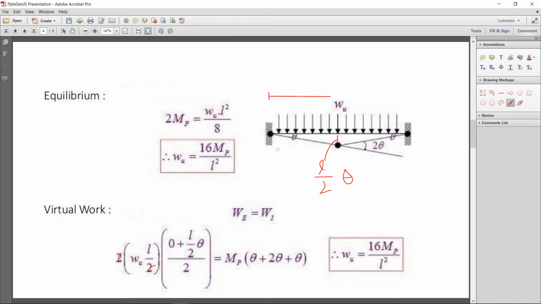In this beam with UDL, we take the average at this location because the load is distributed all over the beam. If the load is present at the center, then we do not need to take the average. The load is distributed all over the beam, so that's why the average deformation is taken: 0 plus L by 2 theta at this location divided by 2.